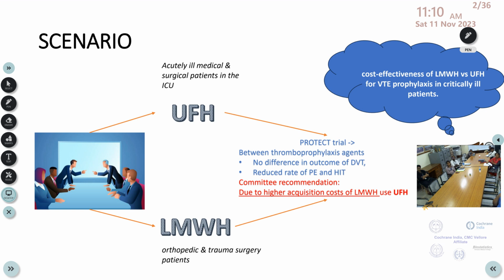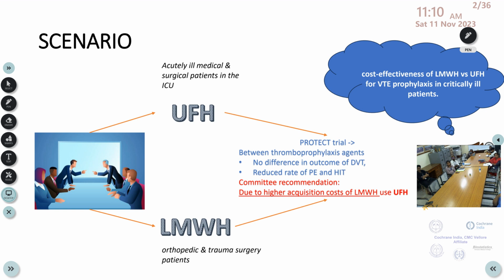So they saw that patients who came with a trauma or under orthopedics got low molecular weight heparin, but patients who came with surgery or had an acute severe medical illness, they actually only got normal unfractionated heparin. So one of the board members did an appraisal, went to the PROTECT trial, found that there was no difference between heparin and low molecular weight heparin, and the board decided that because the cost of acquisition of low molecular weight heparin is more, and heparin is as efficacious as this, continue using normal unfractionated heparin.